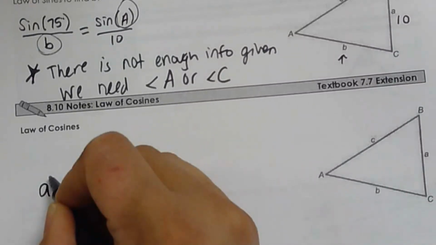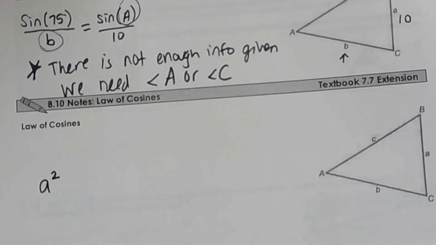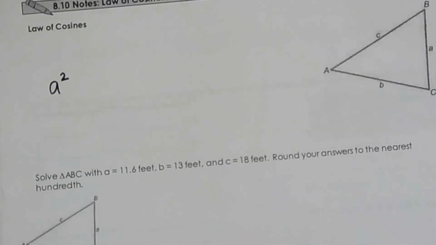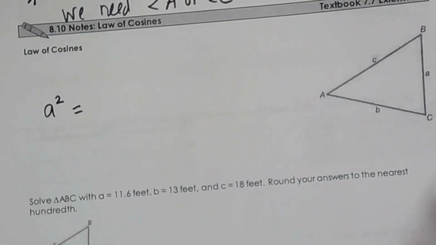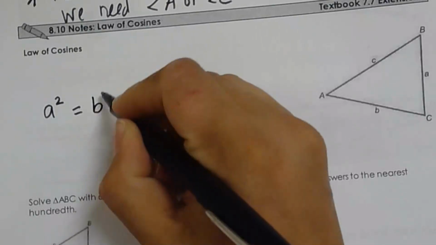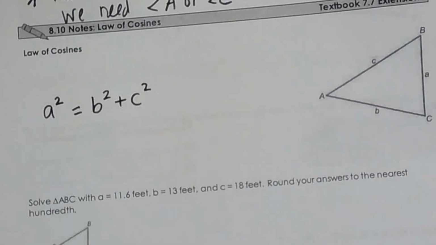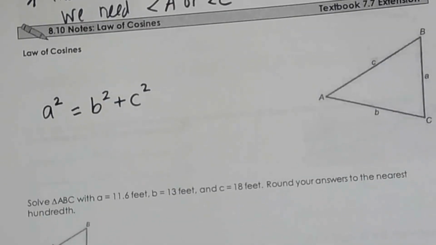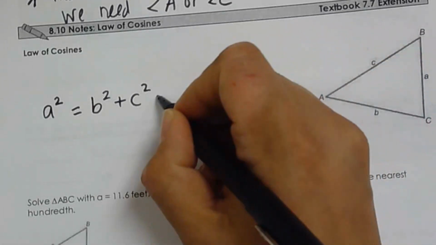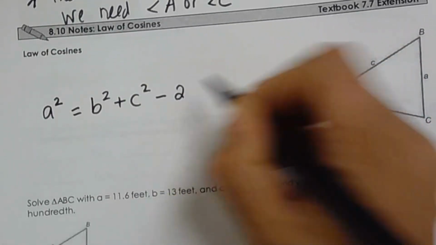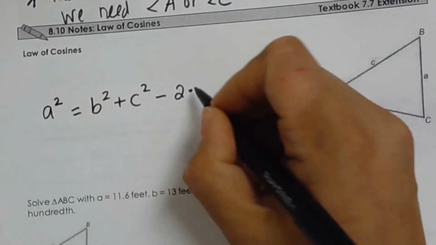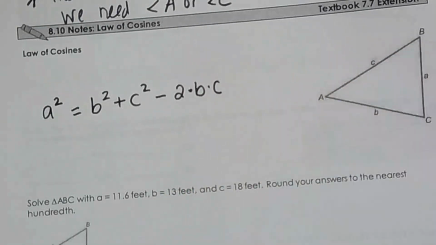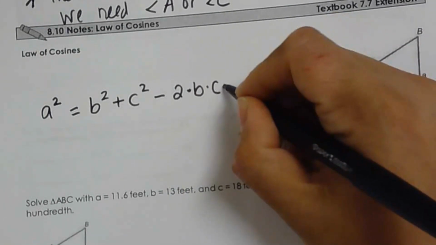And so I'm going to start with the first one, which is going to start with a squared. The lowercase a is being squared, and it's going to equal the other two sides added together and squared. So b squared plus c squared. It almost seems like the Pythagorean theorem, but we're not going to think of it that way. Now there's more to this, and there's a minus sign, then the number 2, and then those same letters b and c get multiplied next. So b times c, and then finally it has the word cosine.